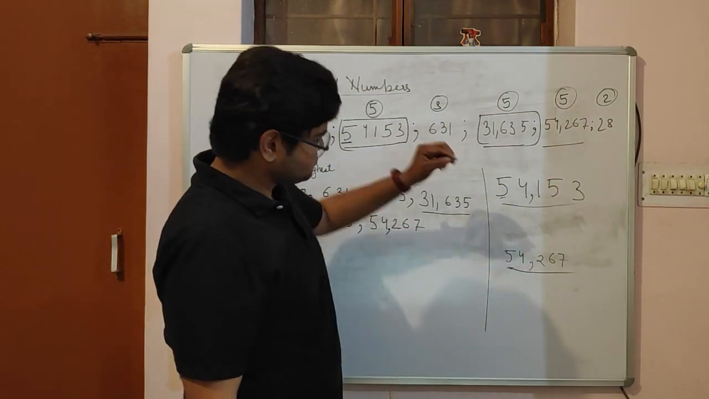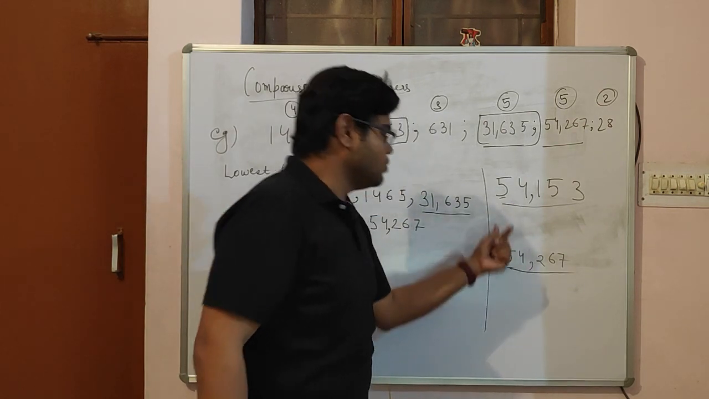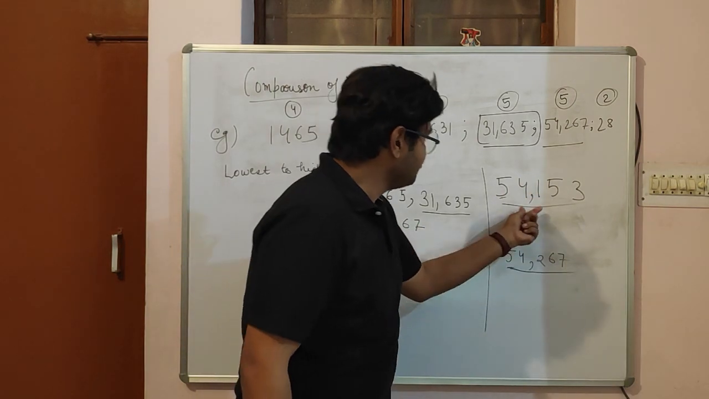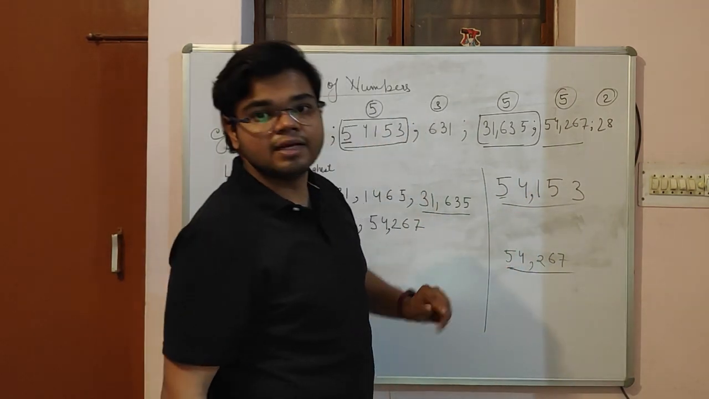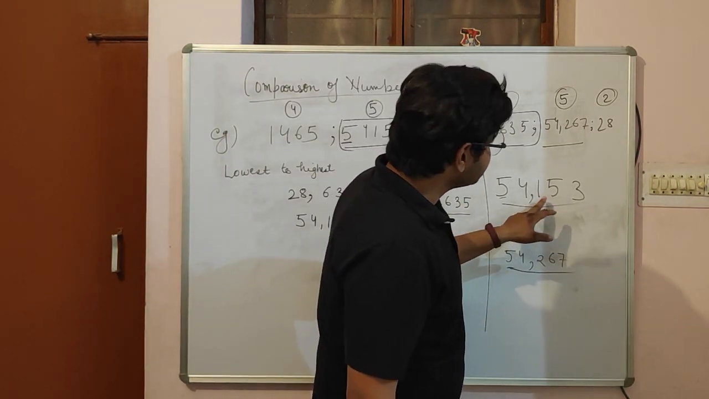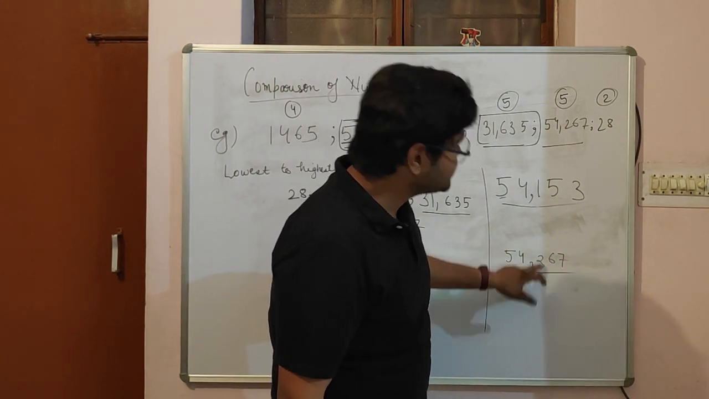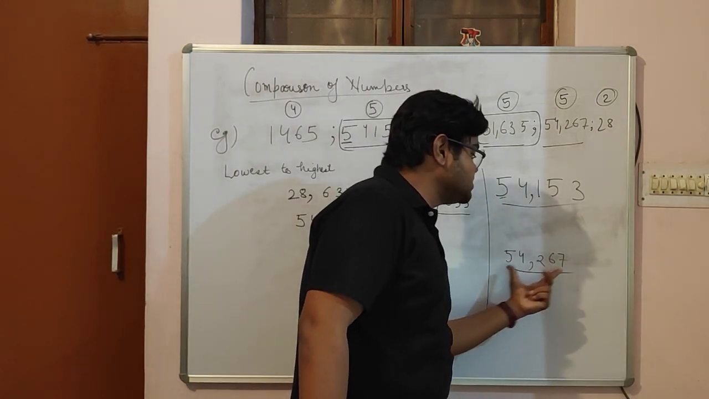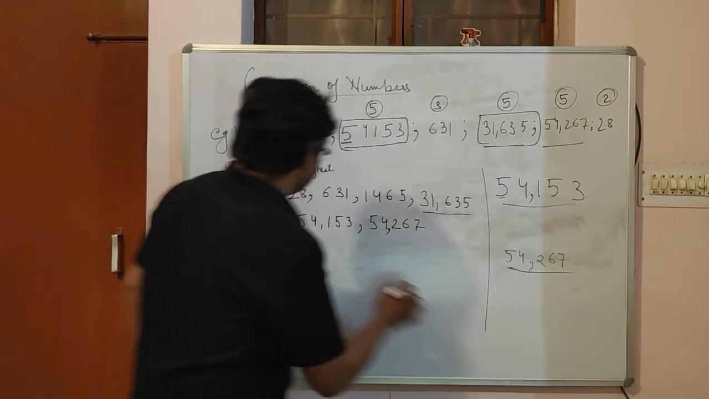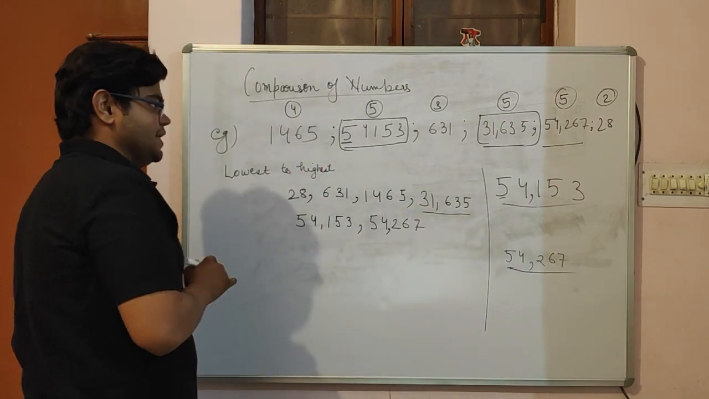And what did we do? We looked at the very left of the number, 5, again 5. Okay. We are not able to decide which one is larger. Then we move to the right. 4, 4. Again, the digits were equal. But now at the third digit, what did we see? Here we have 1, here we have 2. Which one is larger? 2 is greater than 1. So this number is larger than this number. So 54153, and after that we have 54267.